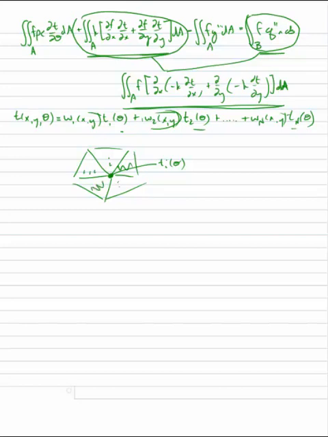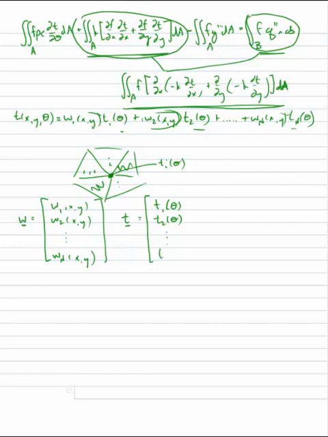So we're going to let W underscore be our vector of these weighting functions. So this is just going to have W1, which is a function of x, y, W2, all the way down to W sub n. And T is going to be a vector with all of our nodal temperatures. This will be T1, T2, all the way down to T sub n, like that.